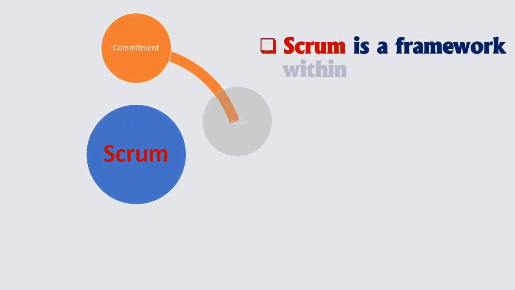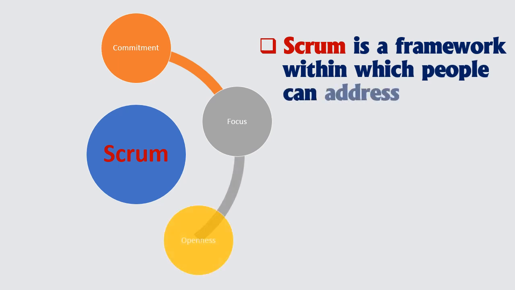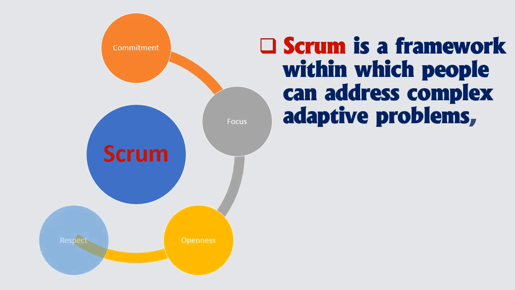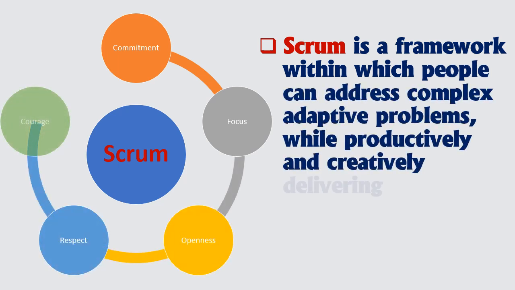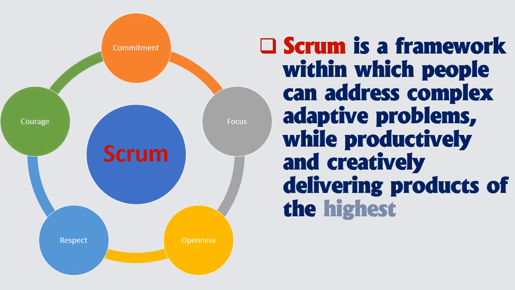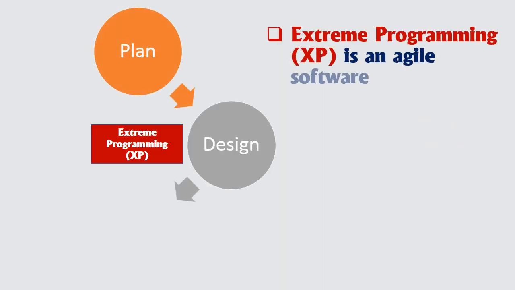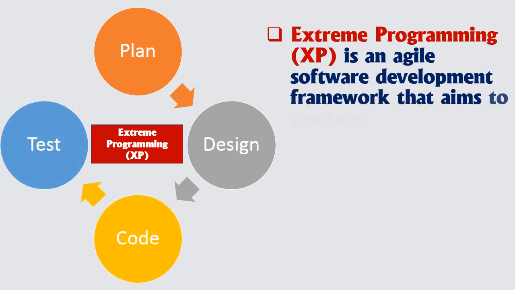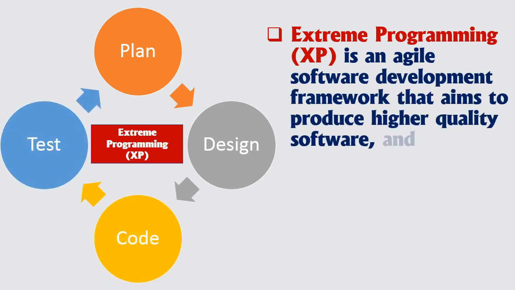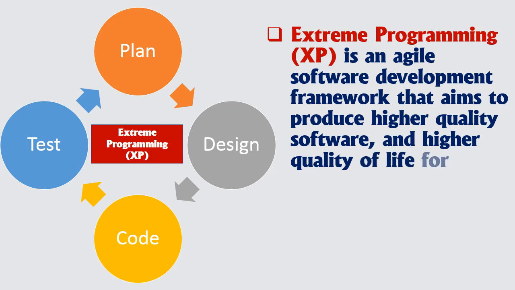Scrum is a framework within which people can address complex adaptive problems while productively and creatively delivering products of the highest possible value. Extreme Programming is an agile software development framework that aims to produce higher quality software and higher quality of life for the development team.